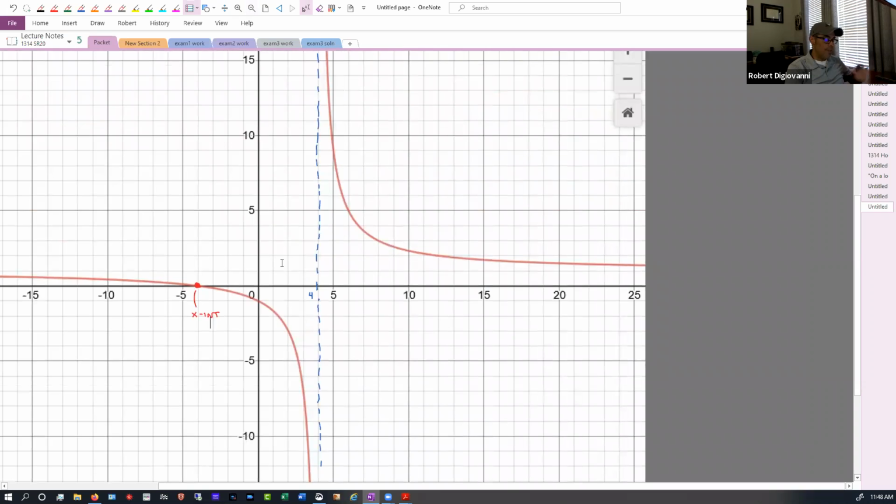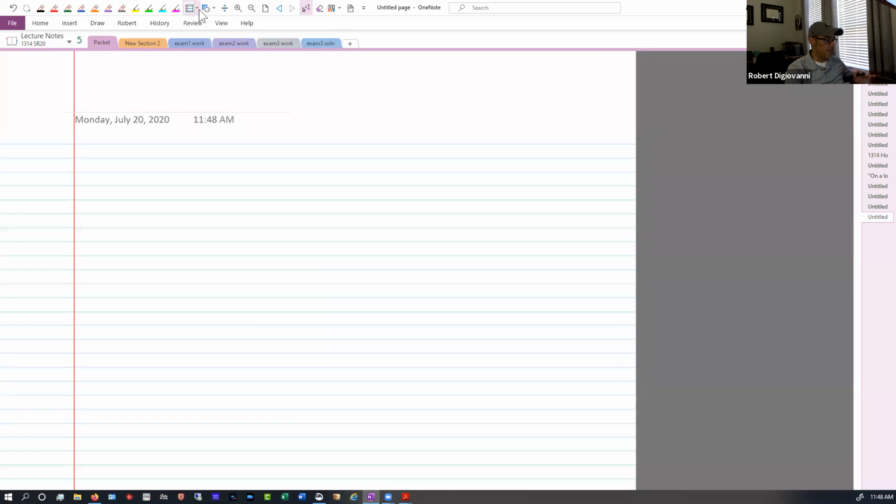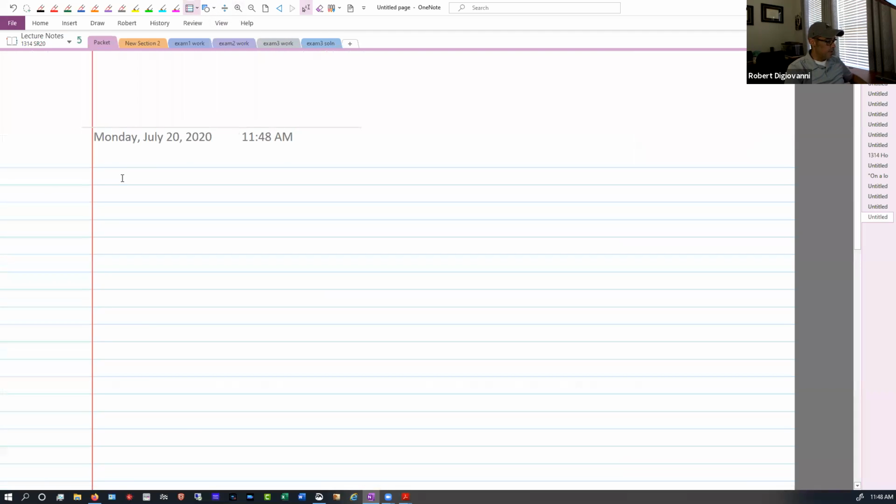So I think it's time for me at this point to give you some steps, and then we're going to work through an example. Okay, so steps to sketch a rational function. The first step is to make sure it's a rational function. We're just looking for a polynomial divided by a polynomial.